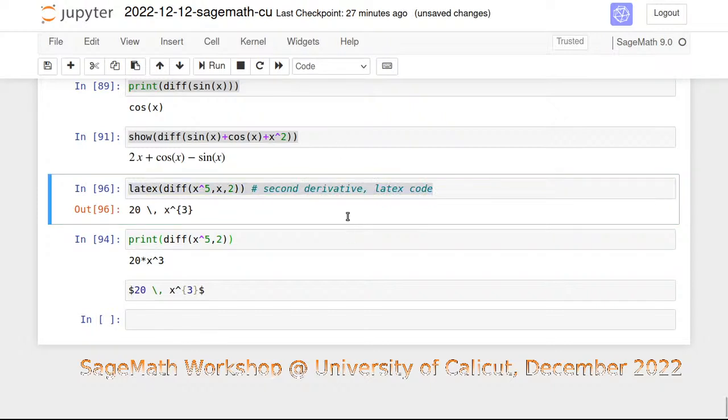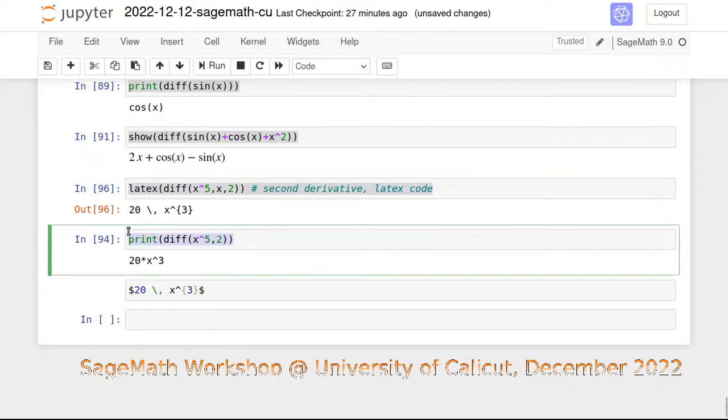Second priority, LaTeX code. And this is also quite valid. Copying and pasting to Google document.